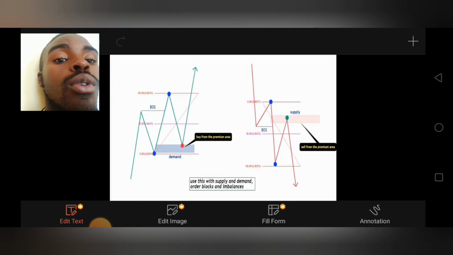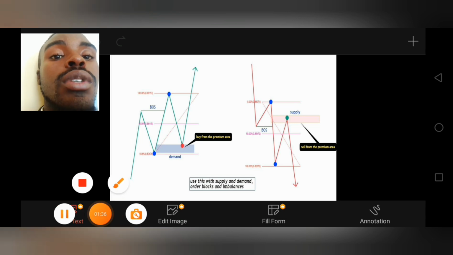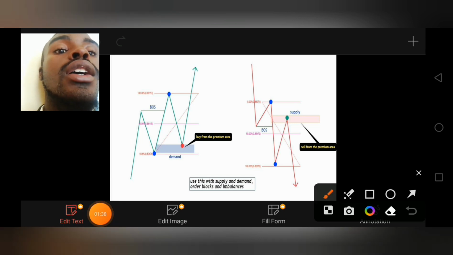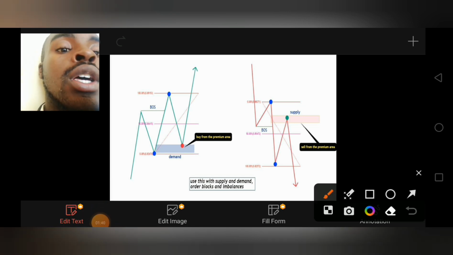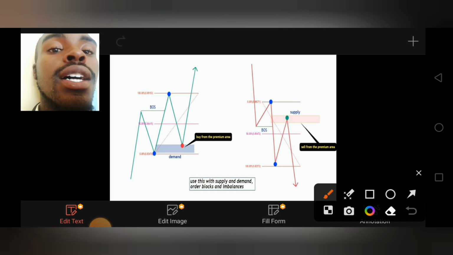So this is what I will explain using my brush. So be keen and understand very well, guys. For the premium areas, you use the Fibonacci to identify the premium. So there are three areas: the premium area, equal area, and the discount area. For example, here this is where the premium area is, guys.